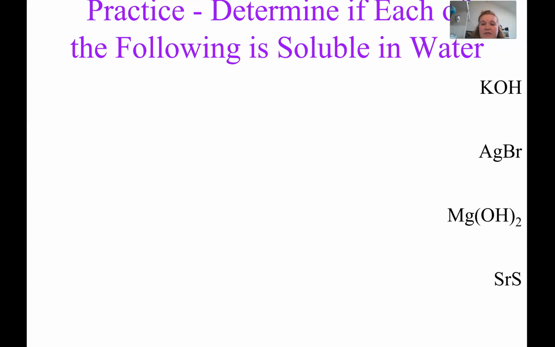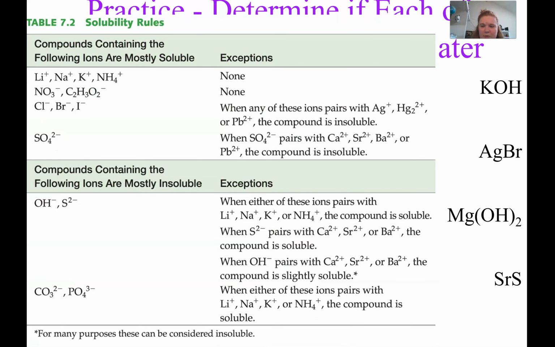We're going to determine if each of the following compounds is soluble or insoluble in water. Now, in order to do that, we do need to look at our table. So here's our table. The first example is KOH. The first thing I see is potassium, and potassium is in the section that says these ions are soluble. We check the exceptions, and for potassium, there are no exceptions. So I know that potassium hydroxide is going to be soluble.